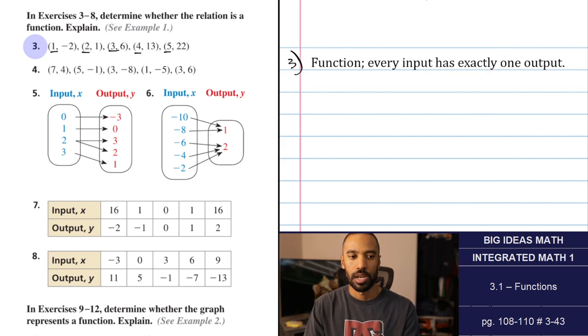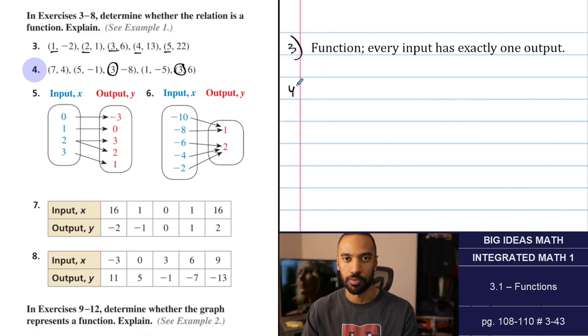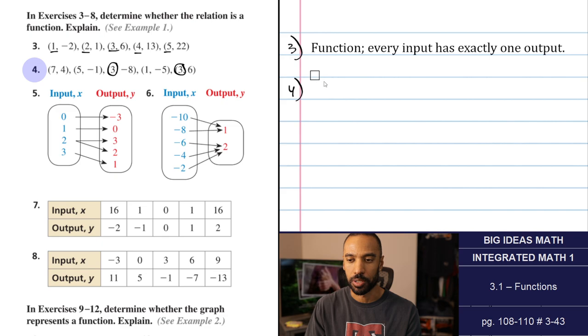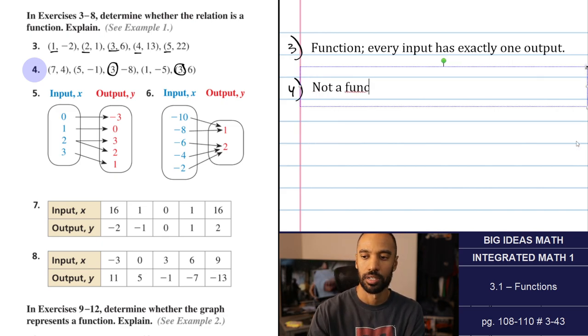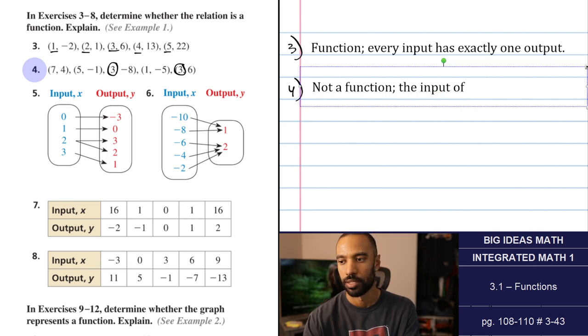Okay? Number 4, we look at those x's again. I see 7, 5, 3, 1, and 3. This time with those 3s, that's setting off a little alarm here. It might not be a function. It depends. Do I have different y values for that same x value? 3, negative 8, 3, 6. I do. Different y values. That's something that a function can't have: two outputs for the same input. So this one's not a function. The input of 3 has two outputs of negative 8 and 6.